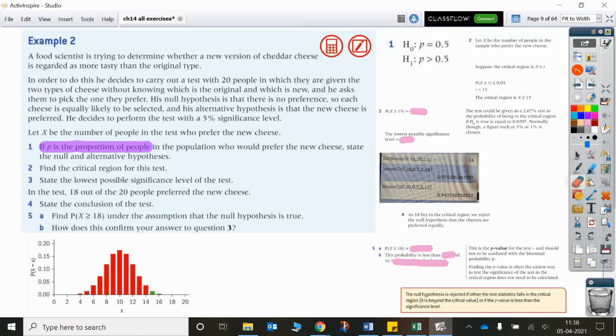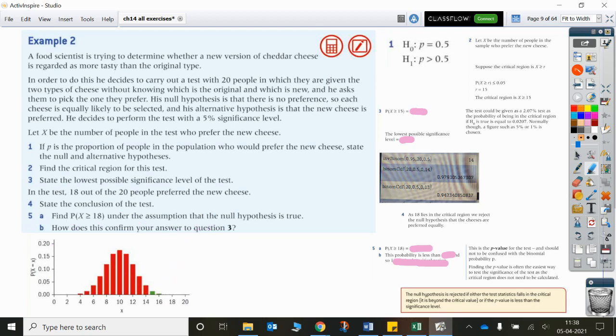Okay, so let's just take this back as well. Okay, so then for question 2, find the critical region for this test. Okay, so the critical region is the region where you have 5 or less percent in this graph. Okay, so it would represent 5 or less percent at the top end of the graph.